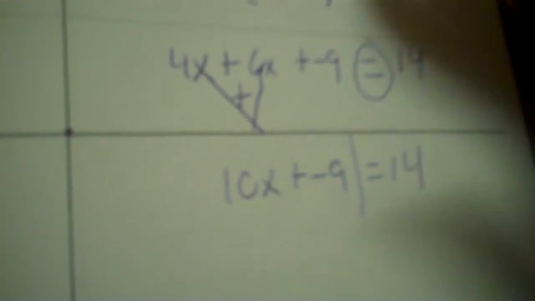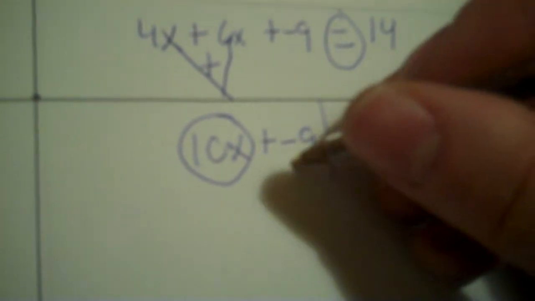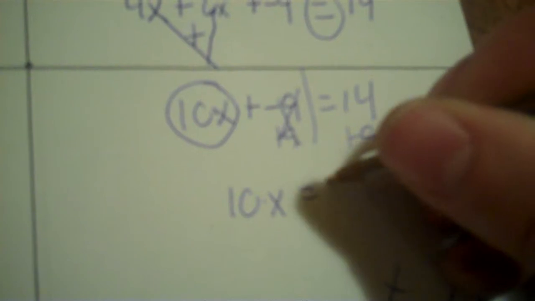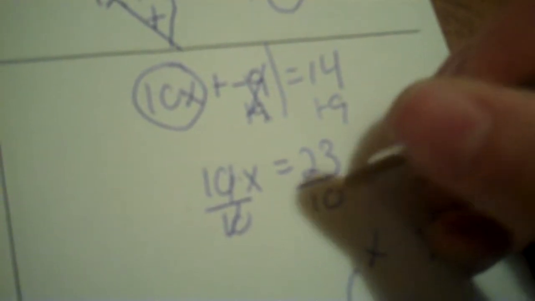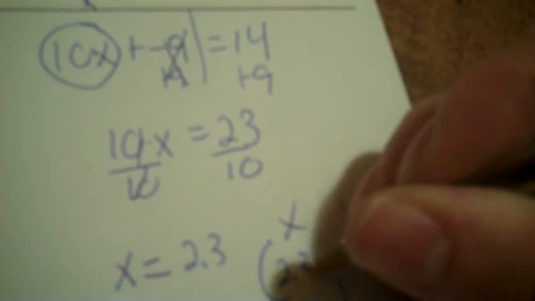Make your wall now, because you have just a single x. Take out your negative 9 by adding 9. That would take that to 23. And then I divide each side by 10, and I have my answer for x. Now I get a decimal here, and I'm going to be getting decimals. You just got to roll with it. So x is 2.3. So put that under the x.